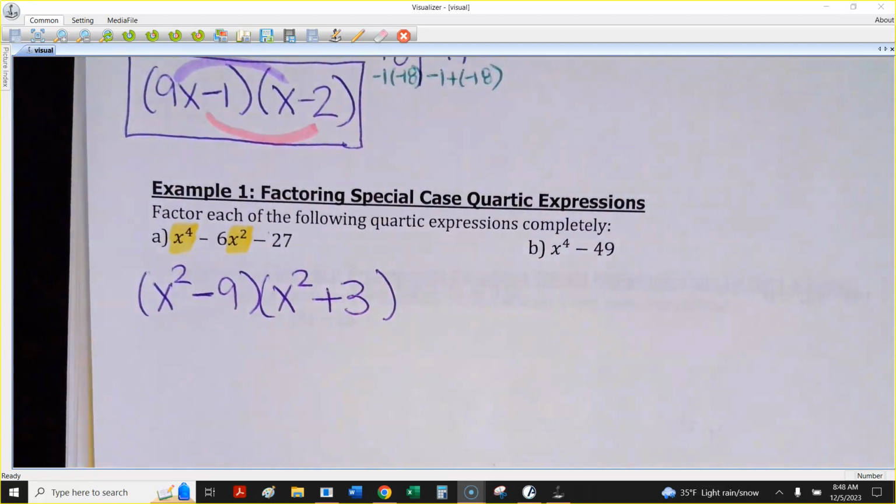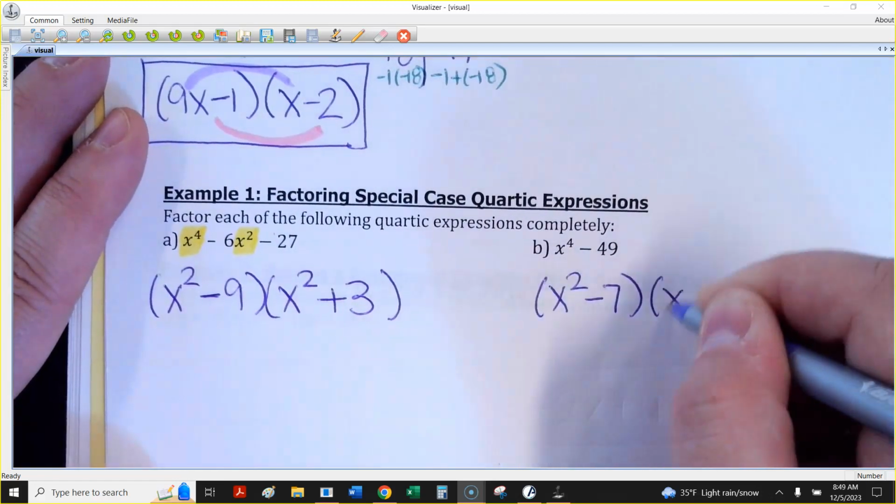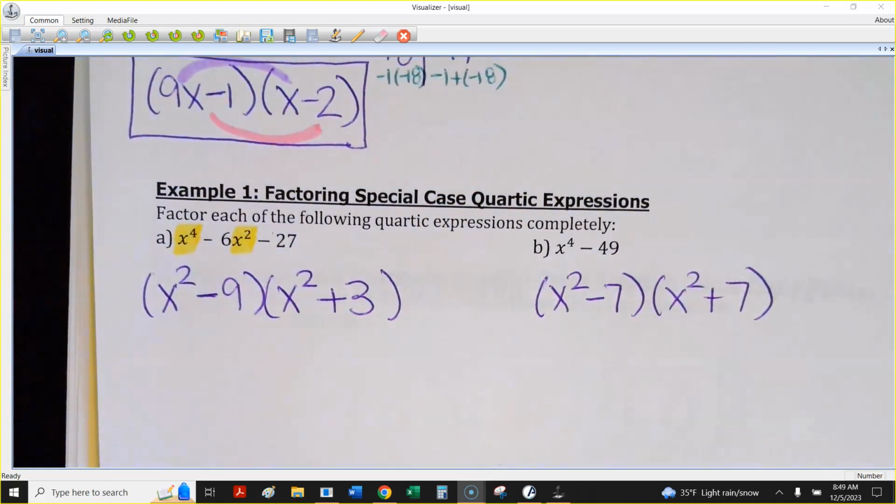It just has to be in that format. It has to be x to the fourth, and then no x cubed there, an x squared, there's no x, and a plain number, kind of the same format as a quadratic. The only difference is you just use x squared instead of x, and that's done. So like this one, this is x to the fourth minus 49. You would just do x squared minus 7 and x squared plus 7. It's identical to factoring what we just did above. It's just where I put an x up above for the quadratic. For the quartic, you're just going to put an x squared.